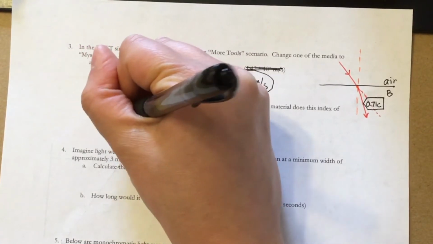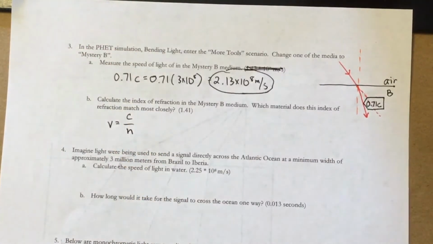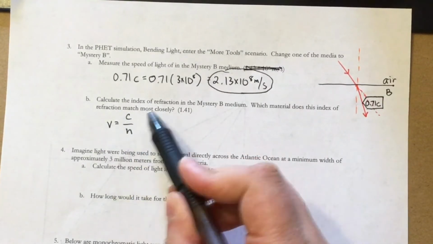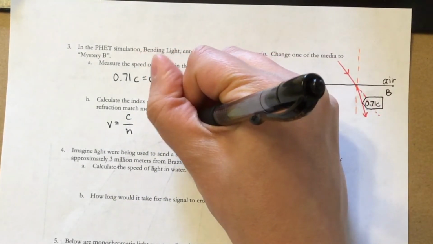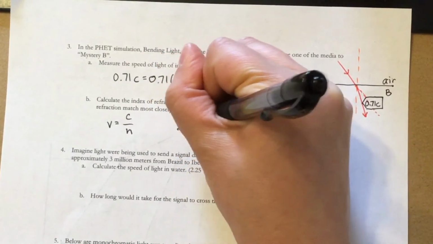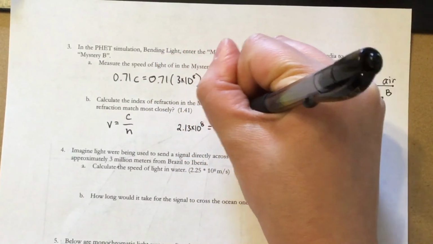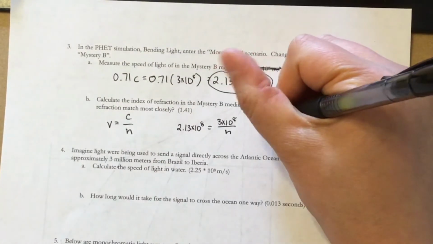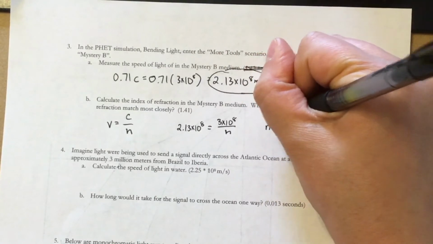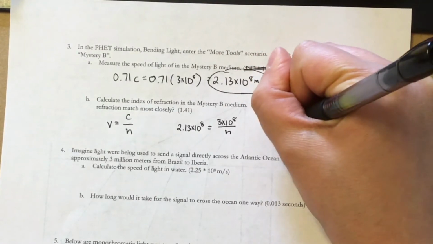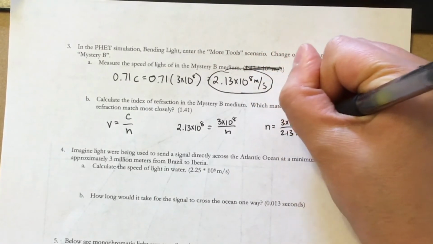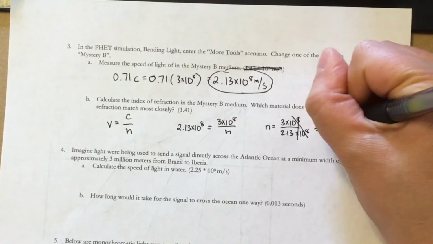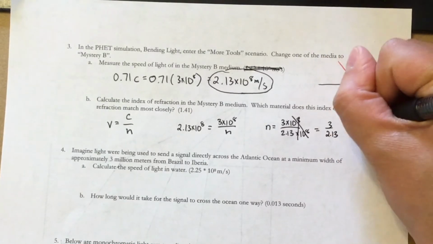Let's find n. The only equation so far in this unit that has an n in it and relates speeds looks something like this. So I'm saying 2.13 times 10 to the 8th is equal to 3 times 10 to the 8th over n. Cross multiplying, this means that n is equal to 3 times 10 to the 8th over 2.13 times 10 to the 8th. The times 10 to the 8th cancels, and 3 over 2.13 is the 1.41.